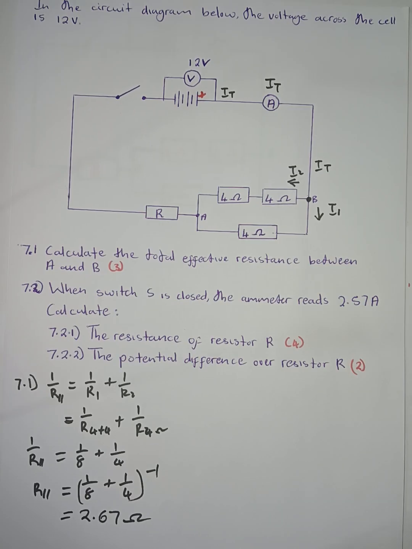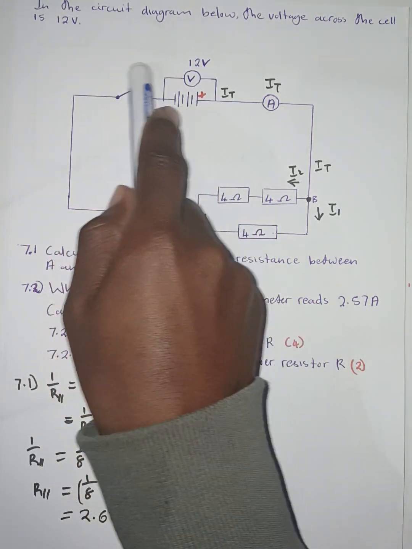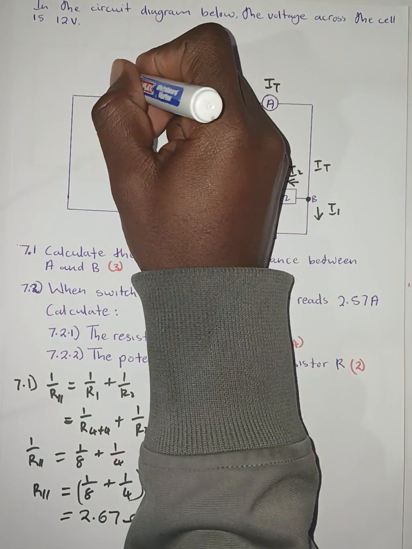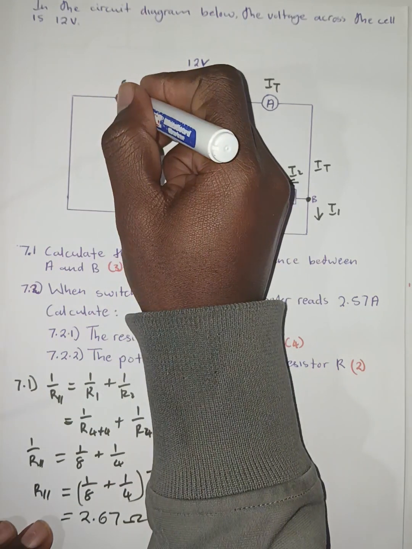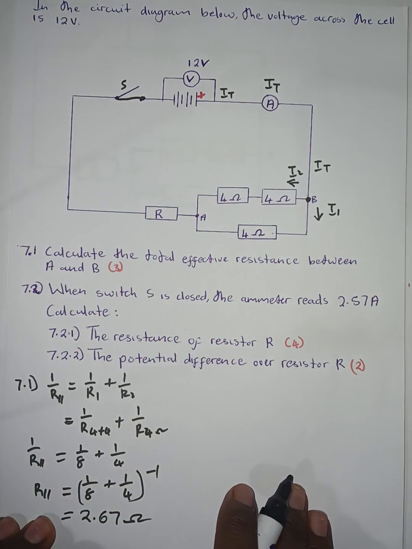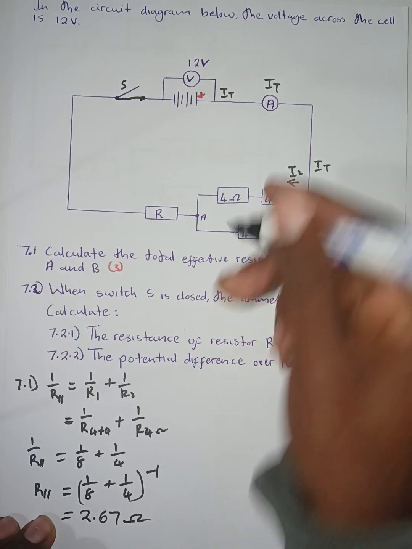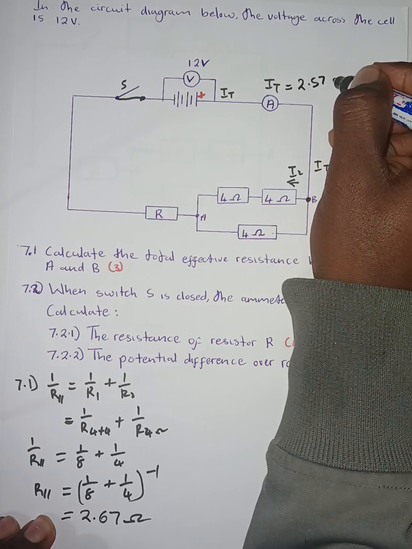So of course now they say that, as we can note, our current was not flowing, because we note that the switch there was open, right? That was switch S. So they say that when switch S is closed, the ammeter reads 2.57. So now we have actually closed that switch, and now our current will start flowing. They are saying that the ammeter reads a current of 2.57, so our current on that ammeter would be 2.57 amperes.